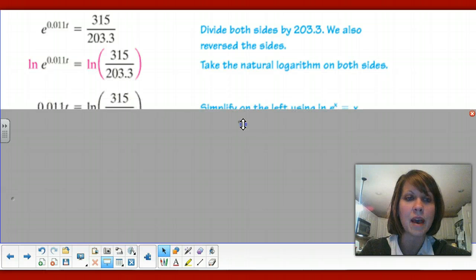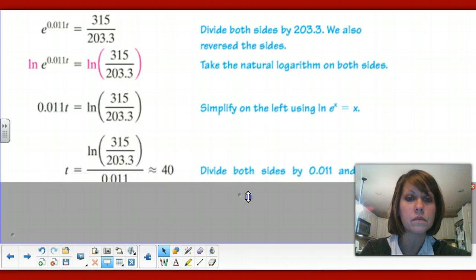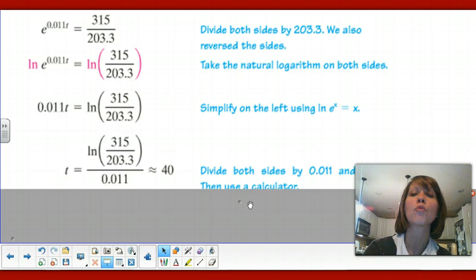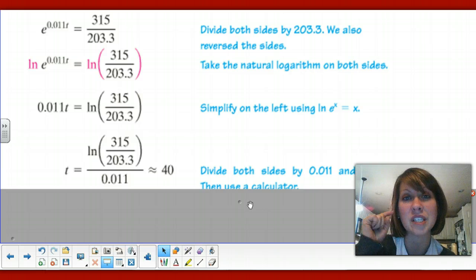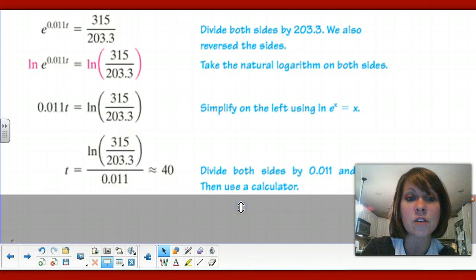You can just bet that if you're asked to write a prediction equation, you're going to have to use it. Or on a quiz, it might not even say write the prediction equation. It just might ask you to find how long, but you have to write the prediction equation to figure out how long. Okay, so T equals 40.